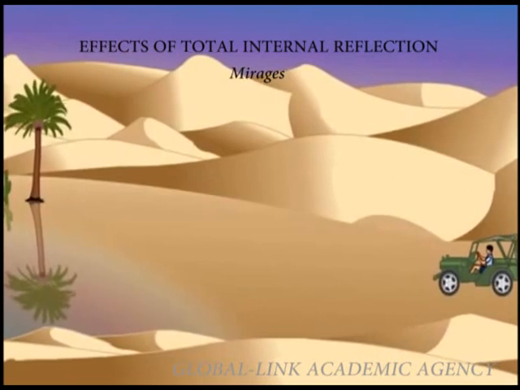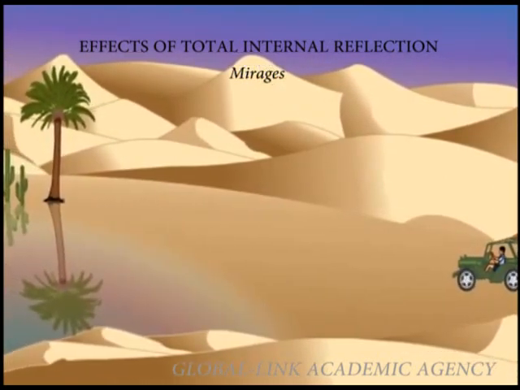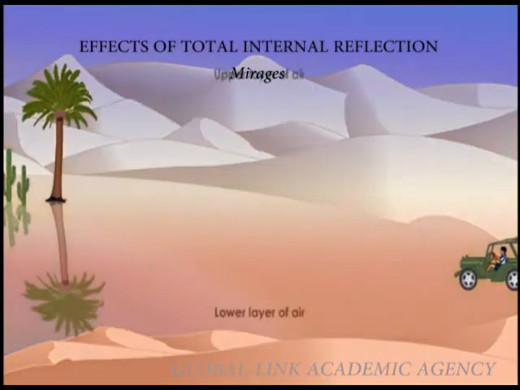A mirage is an optical illusion seen very often in deserts, during which an observer sees inverted images of distant objects. The observer is led to think that the inverted image of far-off object is the reflection of the object in water. So how does it happen? In hot places like deserts, as the sun gets heated, the lower layers of air become hot and the upper layers are comparatively cooler.